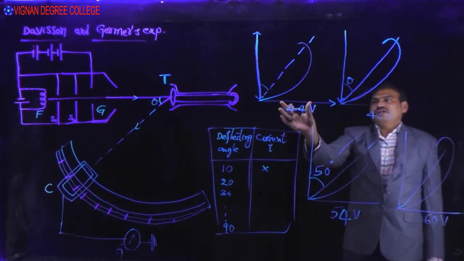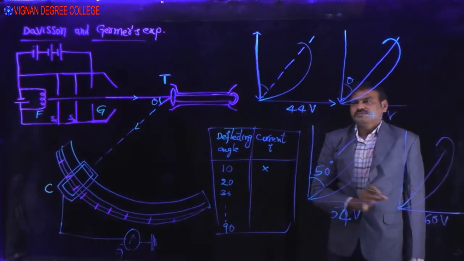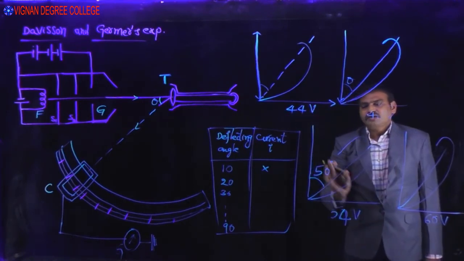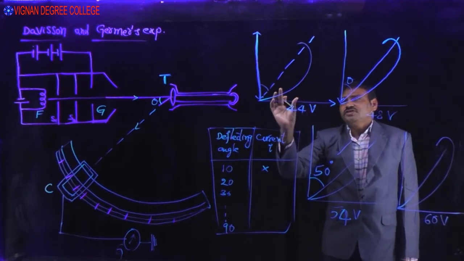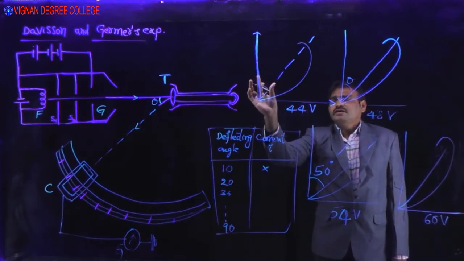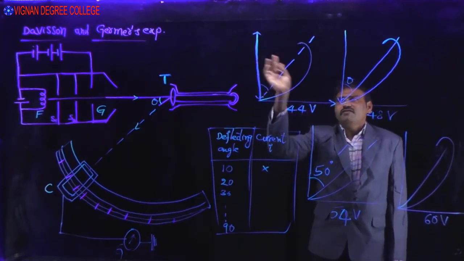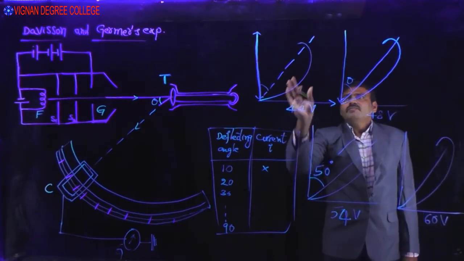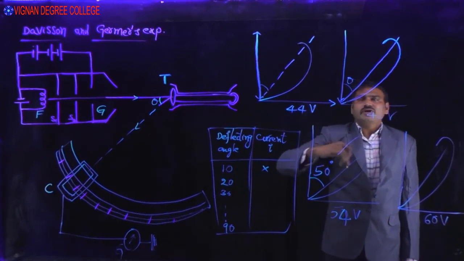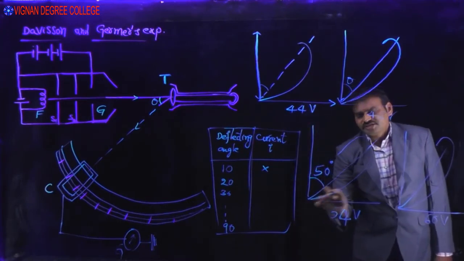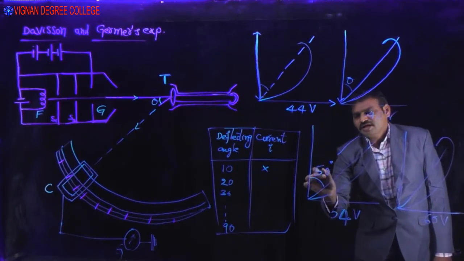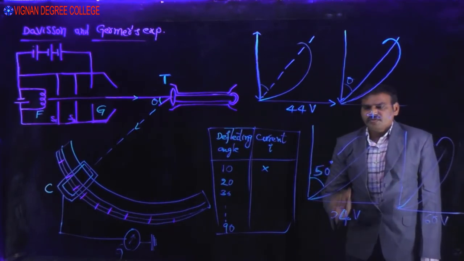Here we are observing different graphs. These graphs are plotted at different voltages. Every graph is drawn between the angle and the current values. This is the radial graph. So when we observe these four graphs, the curve is maximum at 54 volts and the angle is 50 degrees. The curve is like this.